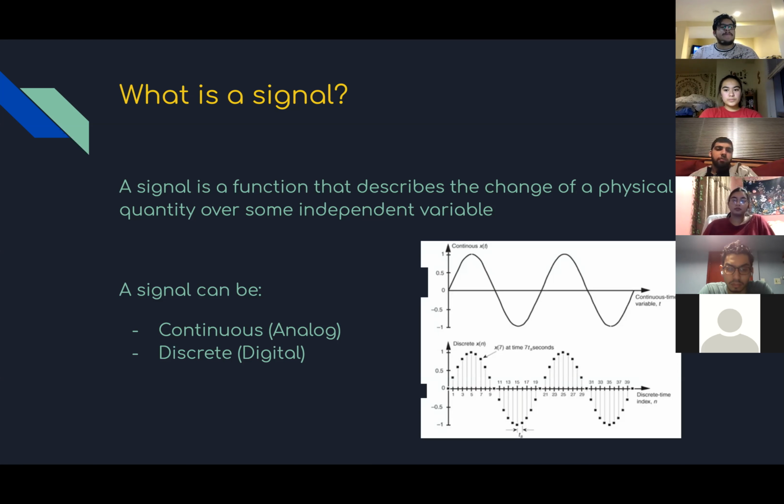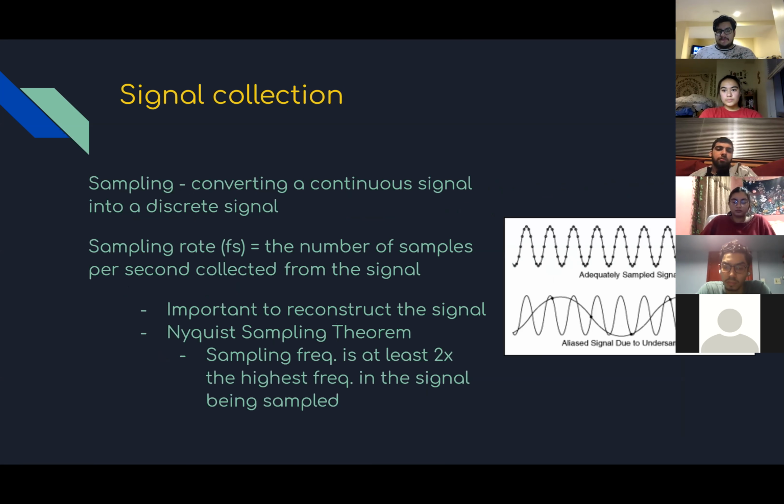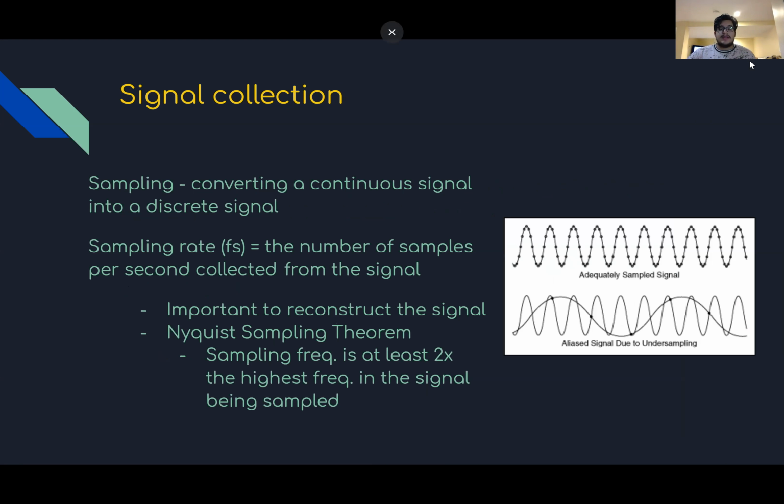All right, sounds good. So for signal collection, the 2 most important things that we need to understand for EEG Lab is sampling, which is the process of converting a continuous signal into a discrete one by sampling it a specific number of times, which is called the sampling rate, literally the number of samples that you collect per second from the signal. If you can see over there on the right, there are 2 signals and the dots represent how often they've been sampled. And sampling is super important, especially your sampling frequency. It's important to reconstruct the signal.